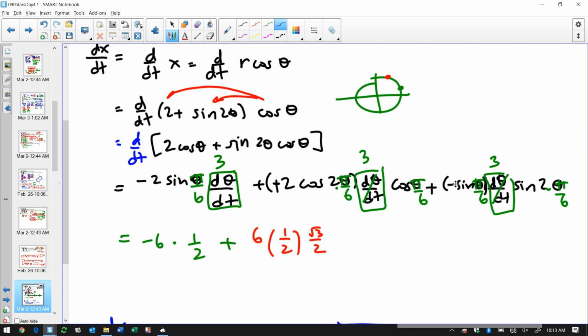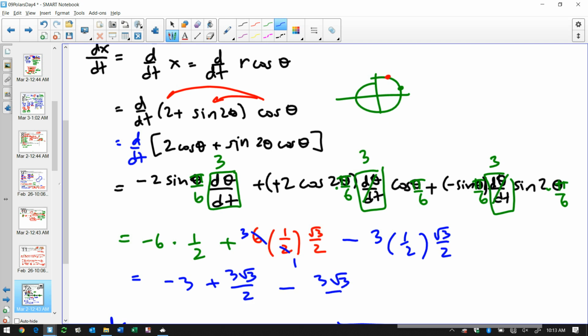Okay, let's go to the third term. This is going to be negative 3 right here. So I'm going to carry the 3 over. Negative sine of pi over 6, is that 1/2? And then sine of pi over 3, because that's 2 times pi over 6, is pi over 3. Sine of pi over 3 is square root of 3 over 2. Okay, so let me just simplify this. This is 6 and 2, so it's 1 and 3. Negative 3 plus 3 square root of 3 over 2 minus 3 square root of 3 over 4.